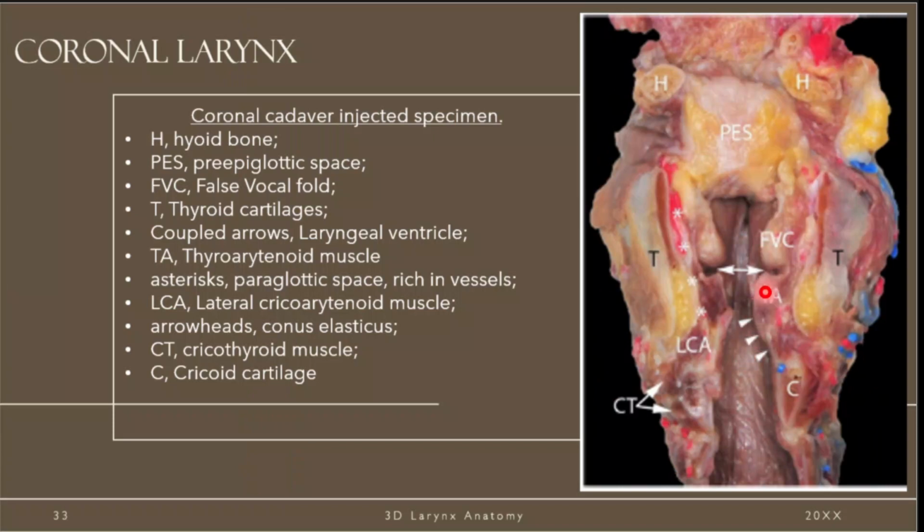Again, this is the coronal cadaveric specimen image. You can see here the laryngeal ventricle. Above that is the false vocal cord. Below that is the true vocal cord. See, you can see the levels so easily.